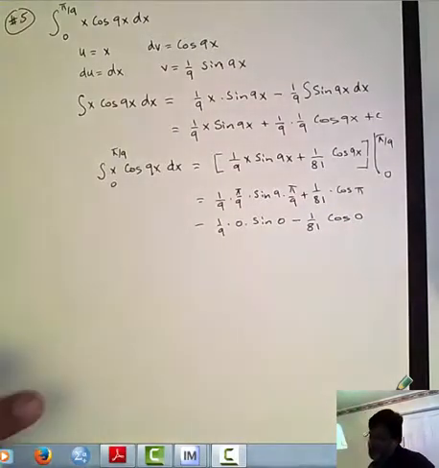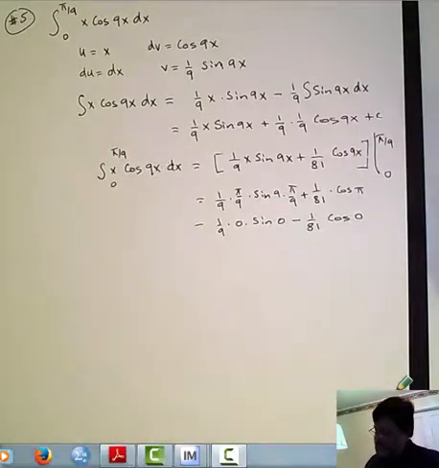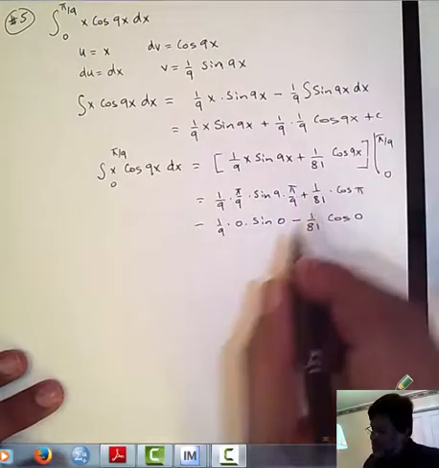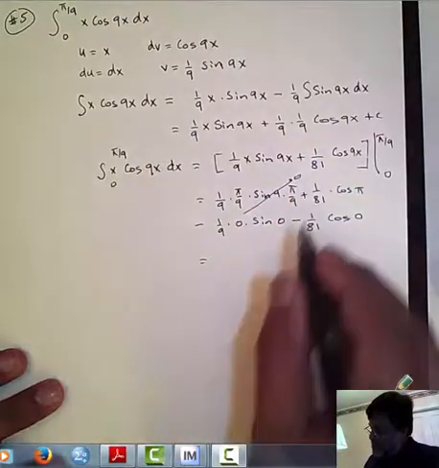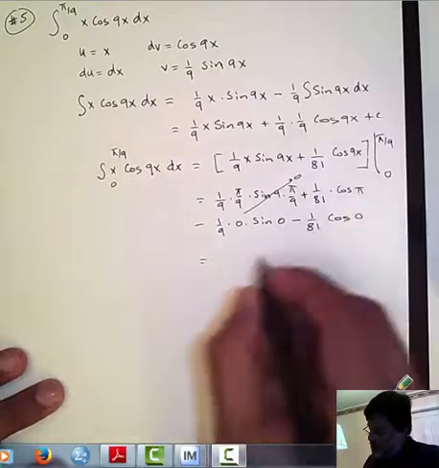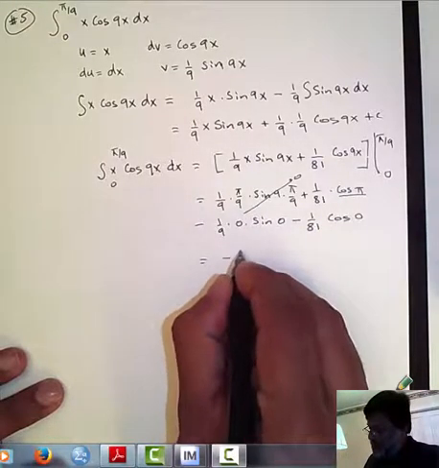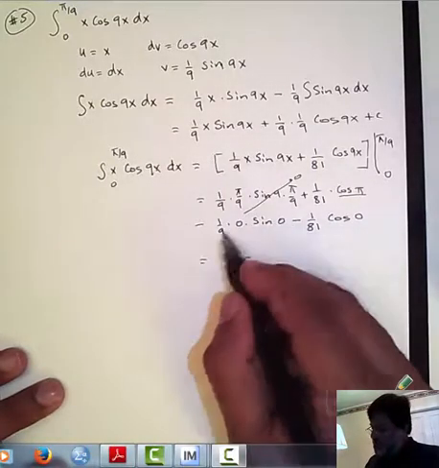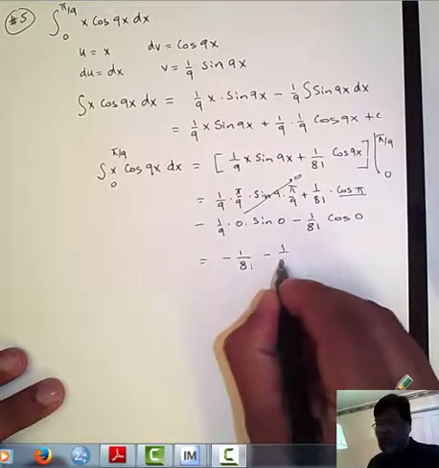Any questions? Okay, what is sine of pi? 0, that's right. So this goes to 0. This one stays. And what is this one? Cosine of pi is -1, so this is -1 over 81. Sine of 0 is also 0, so this one goes to 0. And cosine of 0 is 1, so I have, it's 2 of them.